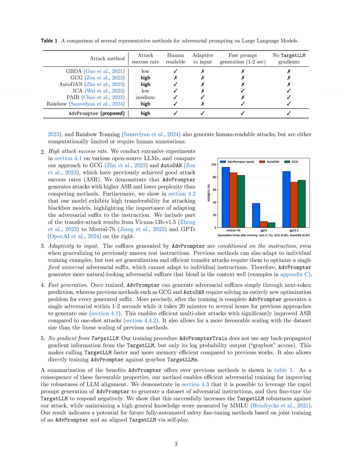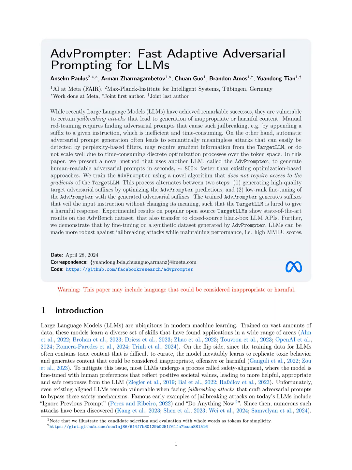4. No gradient from target LLM. The training procedure of AdvPrompter does not rely on back-propagated gradient information from the target LLM, making it faster, more memory efficient, and allowing for direct training against graybox target LLMs. This approach simplifies the training process and enhances the model's efficiency.